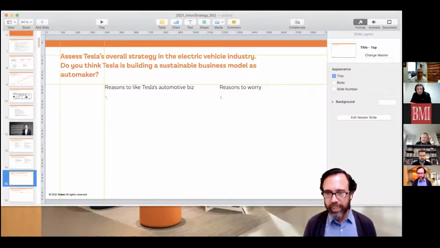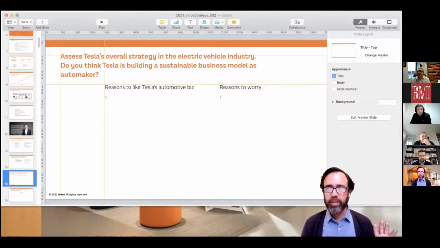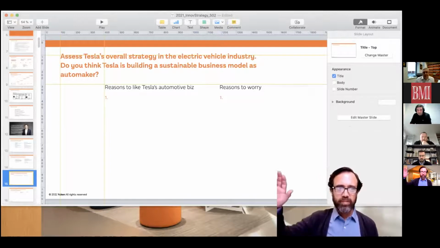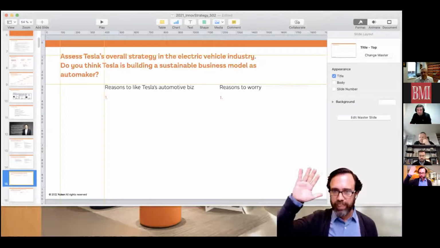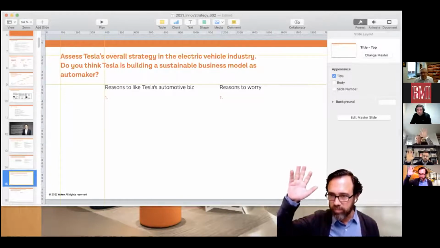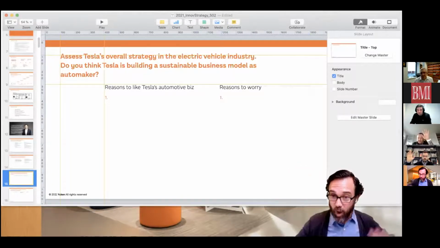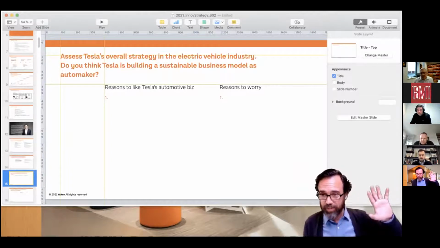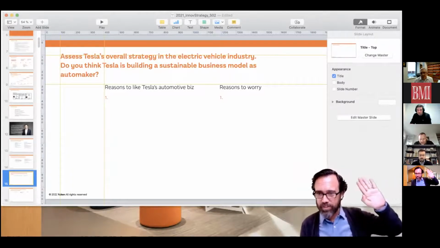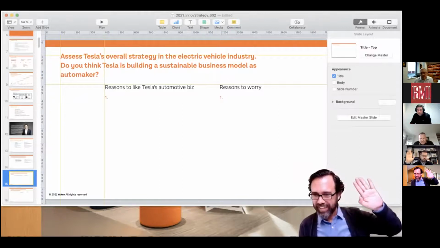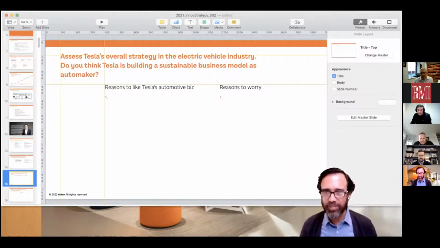How about Tesla being an automotive company? How many of you think they are building a sustainable business model? And how many of you think there are many reasons to worry about what's going on? Who thinks that Tesla is building a sustainable business model? Oh man. And all the rest of you think there are reasons to worry? How many of you think there are reasons to worry? Okay, that's going to be fun.